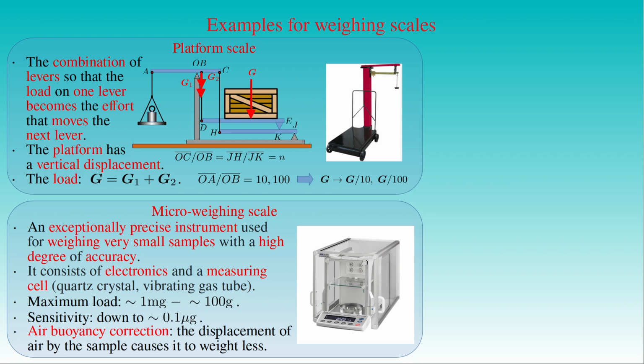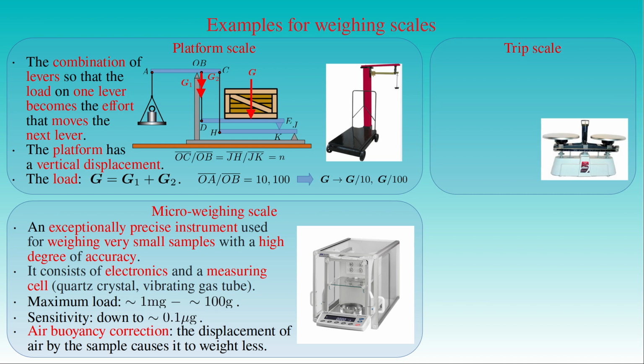The sample submerged in air is displacing air, which causes it to weigh less because the air is exerting an upward force on the sample equal to the amount of air it displaced. Some microbalances offer an automatic air buoyancy correction software that ensures true mass measurement and compensation for fluctuations in air density. Another well-known example of scales is a trip scale used as a commercial weighing machine.